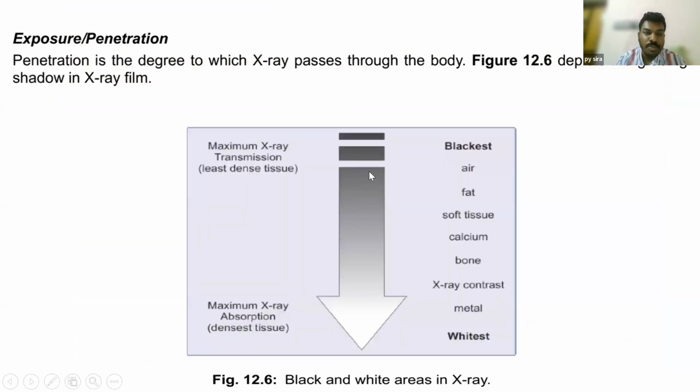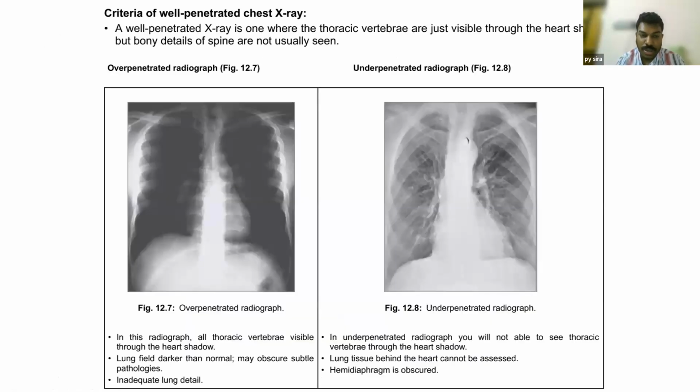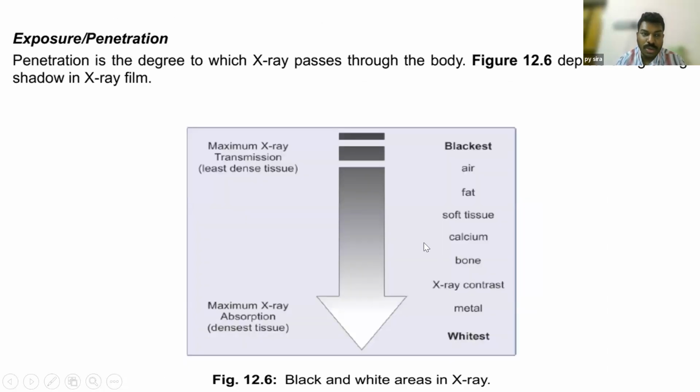Okay, next is exposure and penetration. Whenever an X-ray is black in color, it means it is overexposed. Whenever it is light in color, it indicates that it is underexposed. So this is the X-ray which is going to be an overexposed X-ray. And this X-ray, you can see that is white. This is an underexposed X-ray. So that is a very important thing to note here.